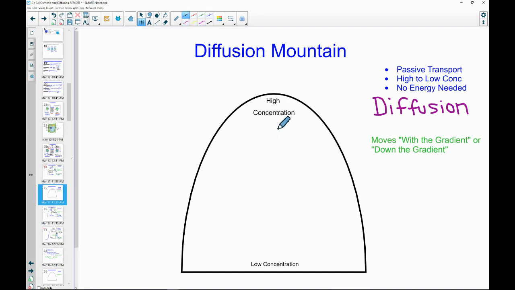So let's start with this. When we are looking at our cell, inside the cell, outside of the cell, we're talking about two different concentrations across the membrane. When there is a difference in those two areas across the membrane, inside and outside, when you have a higher concentration on one side and a lower concentration on the other side, we call that a concentration gradient.